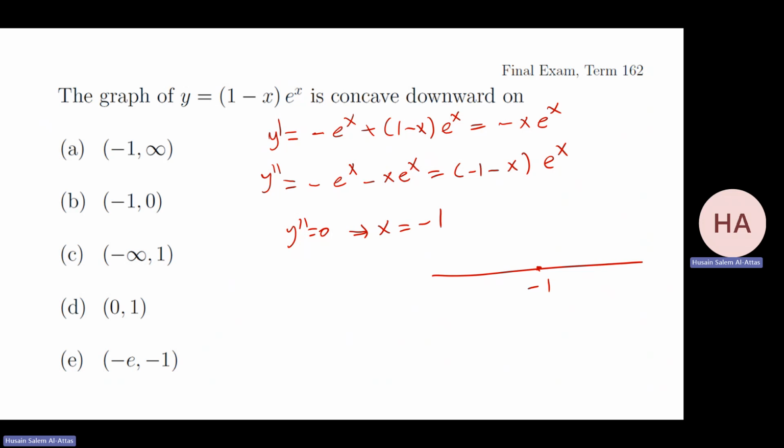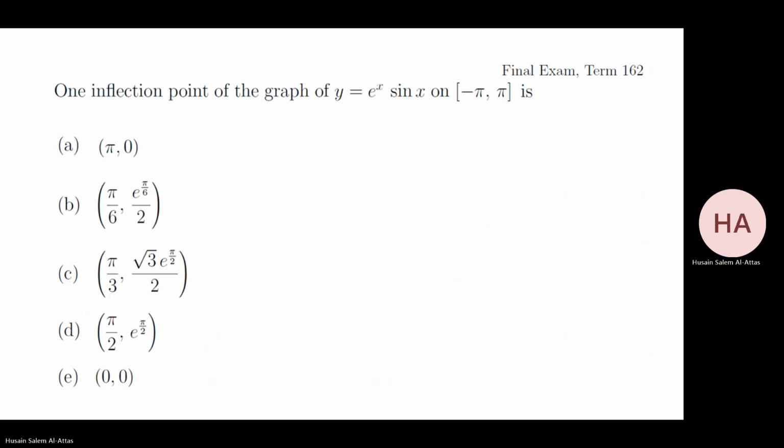Take a value less than minus 1, minus 2, that will give plus, and with the minus it will be minus. So it is concave up, then concave down. What they want, concave down, is minus 1 to infinity. That's it. That's one. One inflection point of this function, he gave me a specific interval.